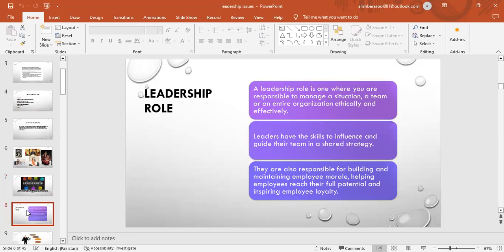Leadership role. A leadership role is one where you are responsible to manage a situation, a team, or an entire organization ethically and effectively. Leaders have the skill to influence and guide their team in a shared strategy. They are also responsible for building and maintaining employee morale, helping employees reach their full potential, and inspiring employee loyalty.